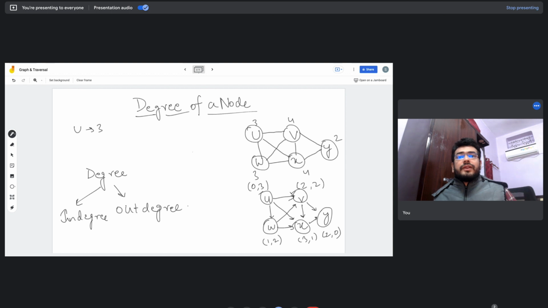So this is how we can represent the degree of nodes in the case of directed and undirected graphs.